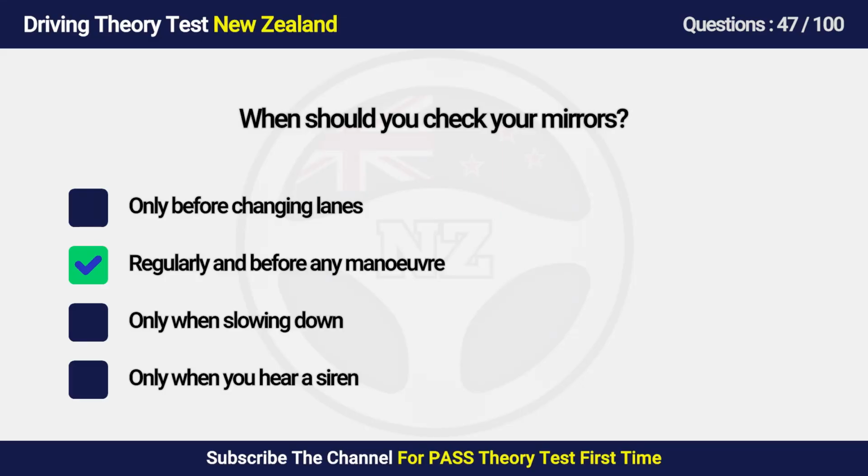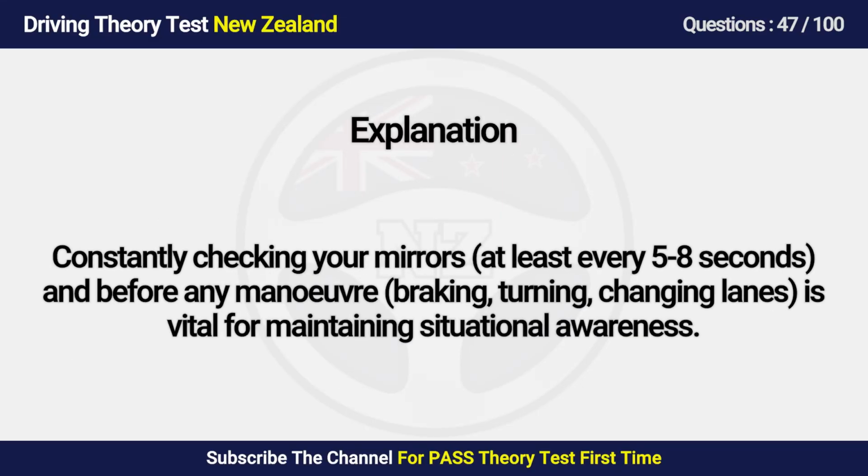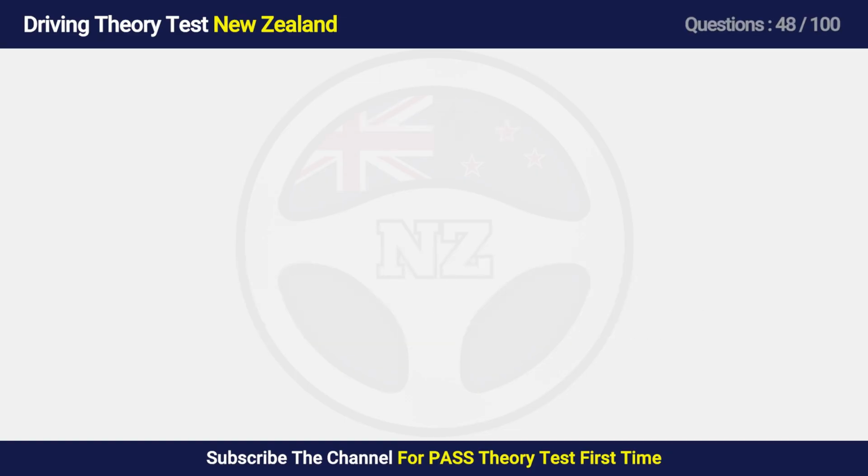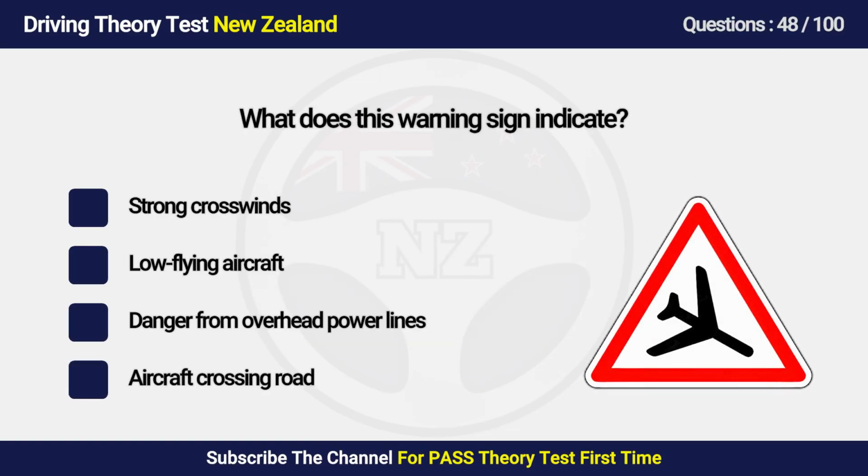Answer is B. Regularly and before any maneuver. Constantly checking your mirrors, at least every few seconds, and before any maneuver such as braking, turning, or changing lanes is vital for maintaining situational awareness. Question 48. What does this warning sign indicate?